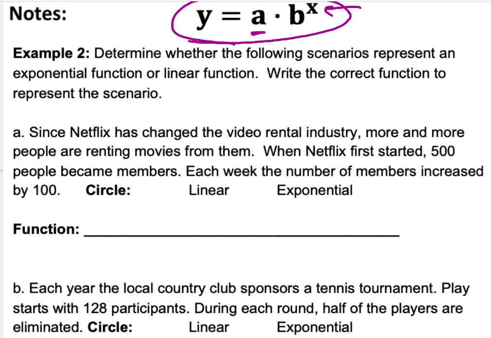So since Netflix has changed the video rental industry, more and more people are renting movies from them. When Netflix first started, 500 people became members. Each week, the number of members increased by 100. So we had 500, and then each week it increased by 100 for each of the weeks. So 100 times however many weeks is equal to my total amount. That makes it a linear equation because it's going up by an equal 100 each time.